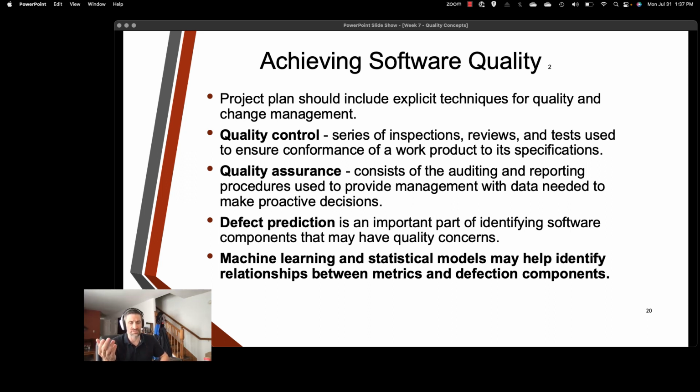Defect prediction is a big deal. A lot of times, there's a lot of movement towards trying to use machine learning statistical models to help identify the relationships between metrics and defective components so that we can actually predict if there's going to be a defect present. And that'll be a big deal when that's implemented fully.